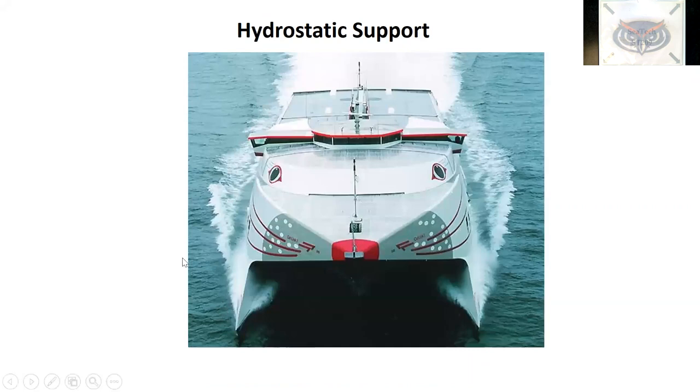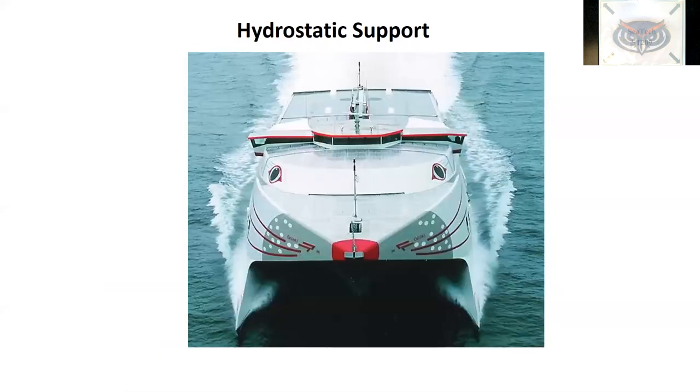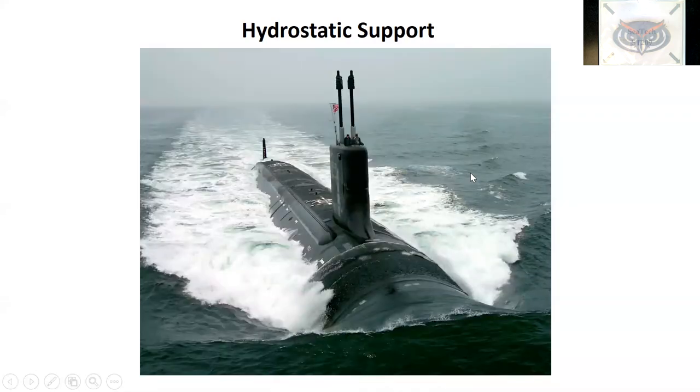Okay, another example of a SWATH. This is a SWATH, because you see the water plane area will be very, very tiny. There are big bulbous parts that submerge underneath. A catamaran would have a normal hull shape, just two of them. Okay, so let me go back to the SWATH. Yeah, look, this is the difference between a SWATH and a catamaran. All right, yeah, more hydrostatic support.